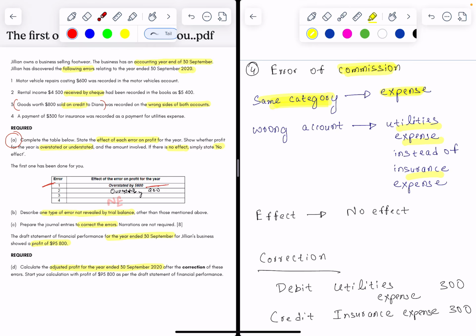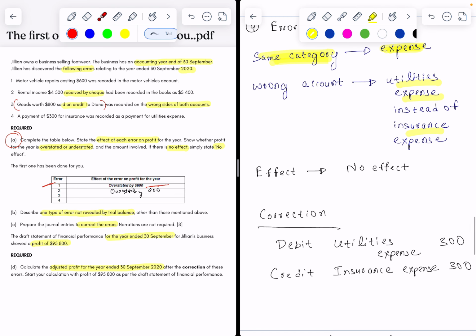No effect. All right, so as part of a correction, what we simply do is to increase the utilities expense and to decrease the insurance expense account. So when we increase our expenses, we debit it, and when we decrease our expenses, we credit it. So we are debiting the utilities expense by $300 and simultaneously crediting the account for insurance expense by $300. So these are the two lines that you will do as part of your correction.